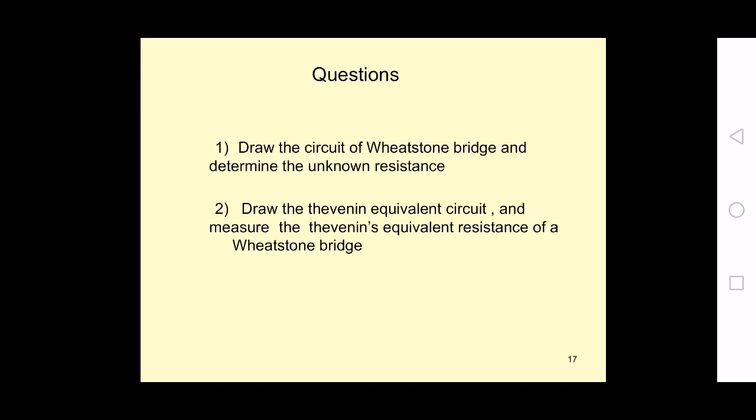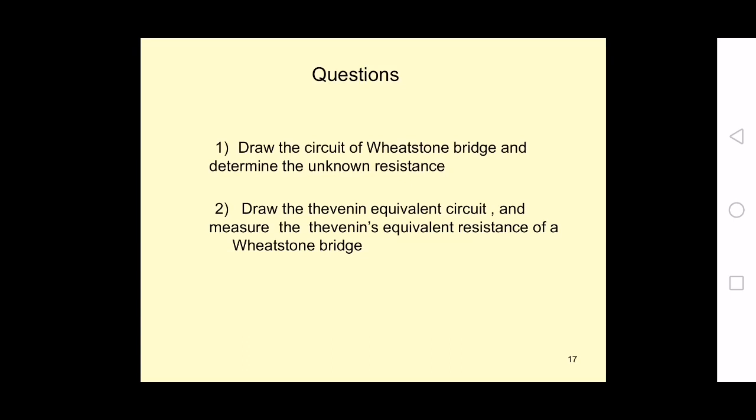Frequently asked questions: draw the circuit of the Wheatstone bridge and determine the unknown resistance, or draw the Thevenin equivalent circuit and measure the Thevenin equivalent resistance of the bridge circuit. If it is asked for 1 mark, then draw the diagram and just write the expression of balance, that is, unknown resistance Rx equal to R2 R3 by R1.